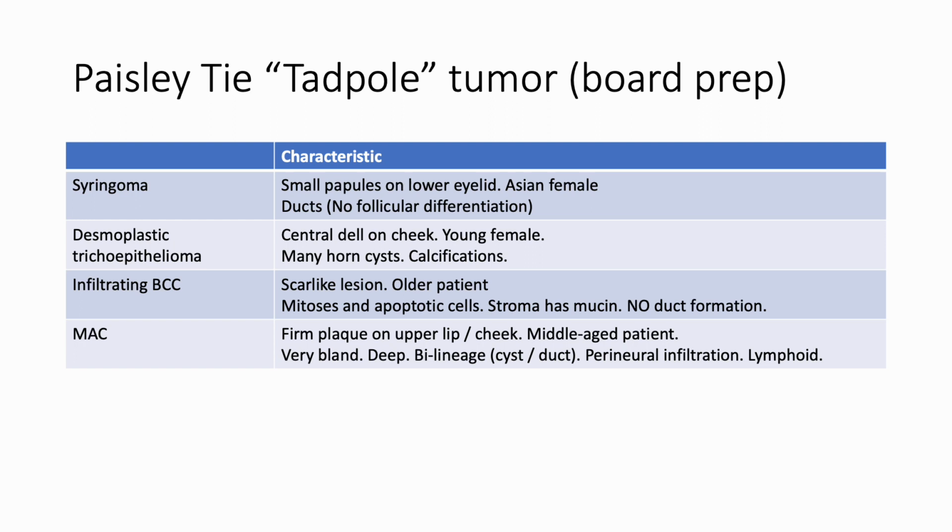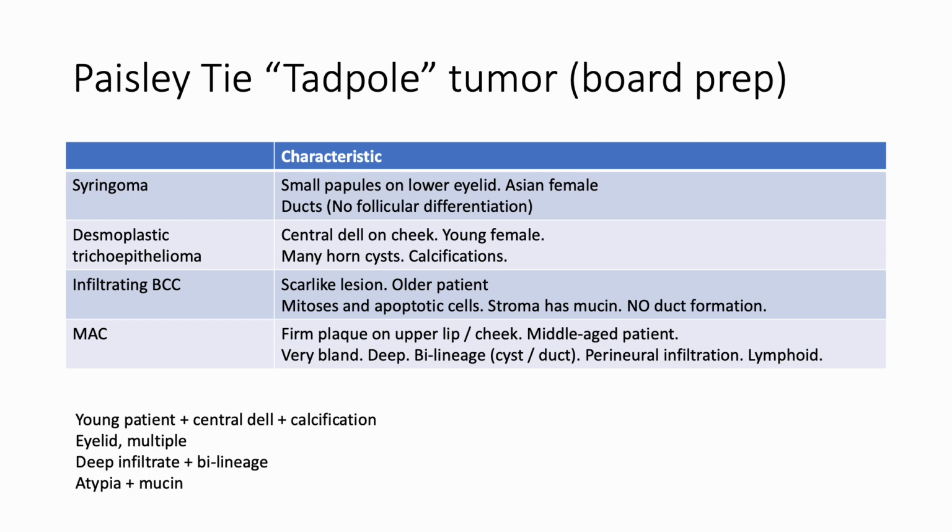To help you understand it for exam purposes, if you see a young patient with center dell and calcification, think desmoplastic trichoepithelioma. If you have eyelid and multiple, think syringoma. If you have deep bilineage, think MAC. If you have atypia plus mucin, think basal cell carcinoma. So this is the section I want you to remember, the lower part.